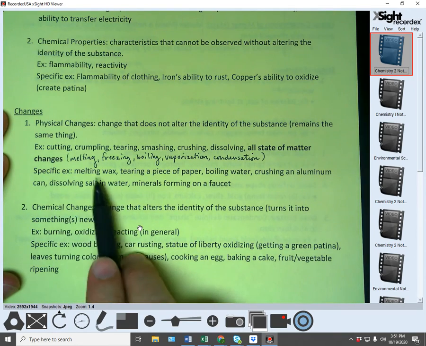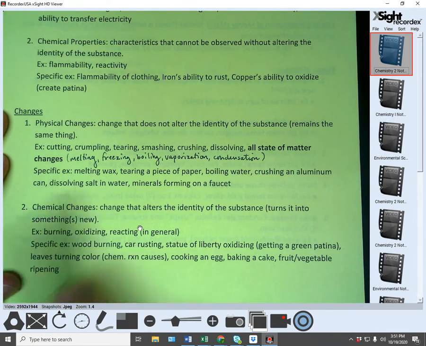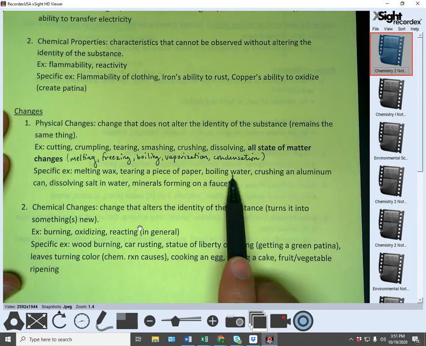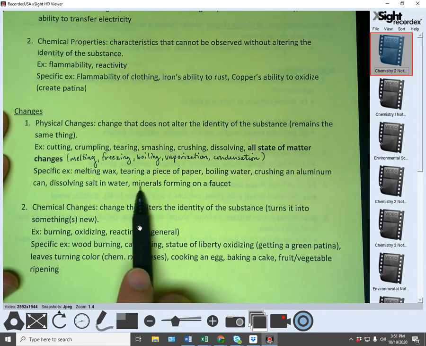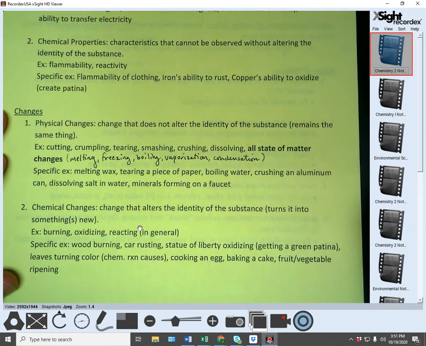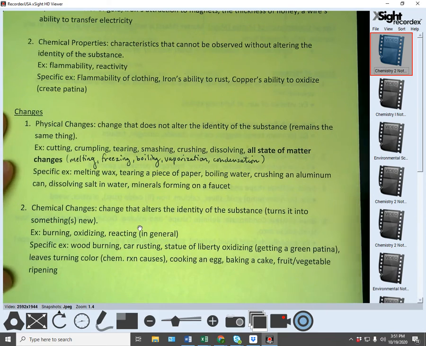So specific examples: melting wax, melting specifically, tearing a piece of paper, boiling water, crushing an aluminum can, dissolving salt in water like we talked about, minerals forming on a faucet. That's evaporation of water leaving the minerals behind, which is a physical change still. Okay. All right, chemical changes.